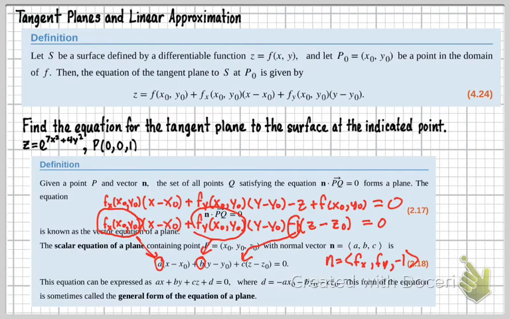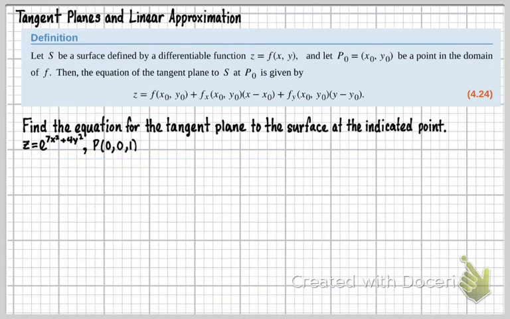All right, here it is. So here's our problem. It says find the equation for the tangent plane to the surface at the indicated point: z equals e to the 7x squared plus 4y squared, and the point is (0, 0, 1). So now you can easily see what we need here if we're going to find n.